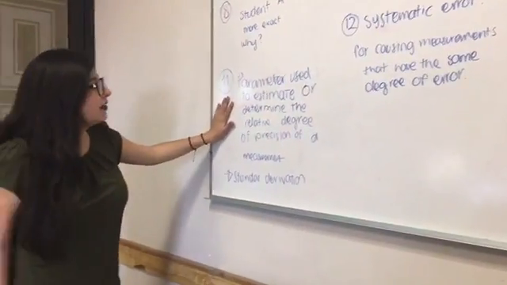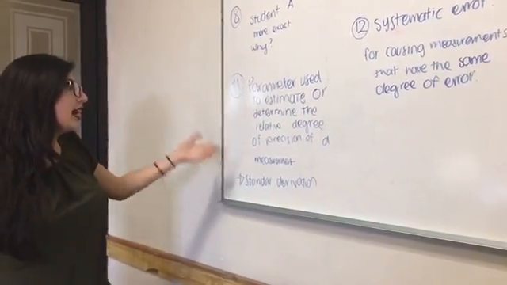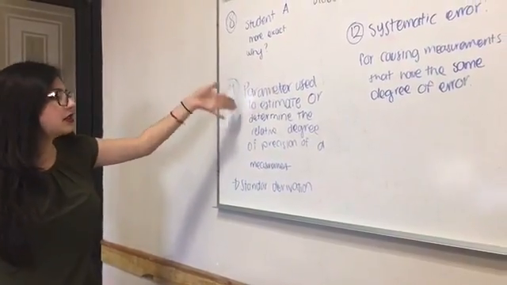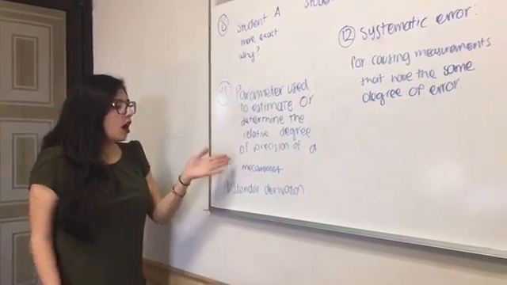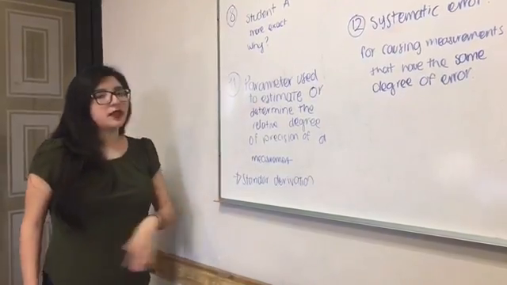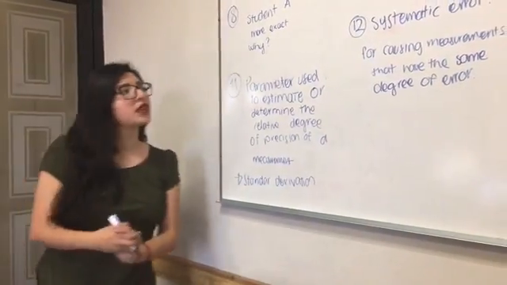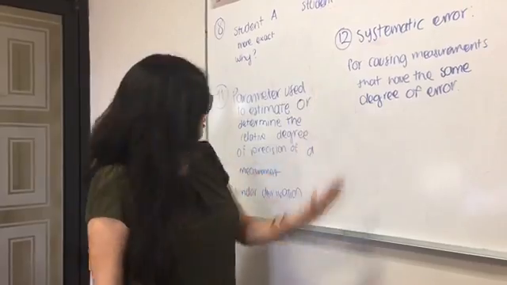Then in 11, we get that the parameter used to estimate or determine the relative degree of precision of a measurement is the standard derivation. And, wasn't it deviation?